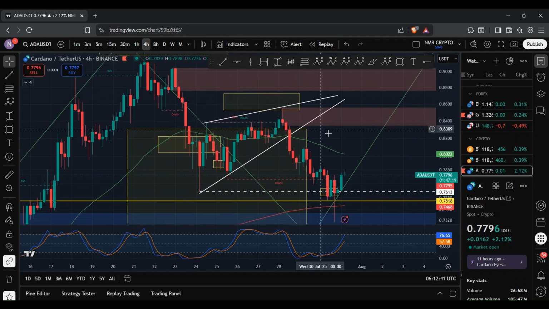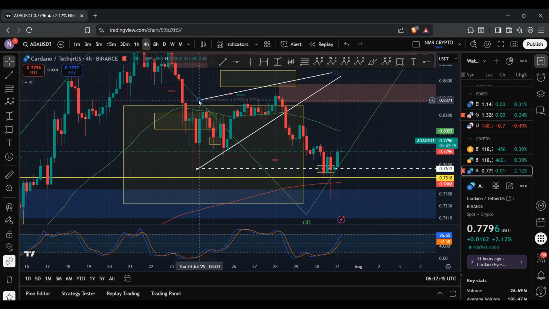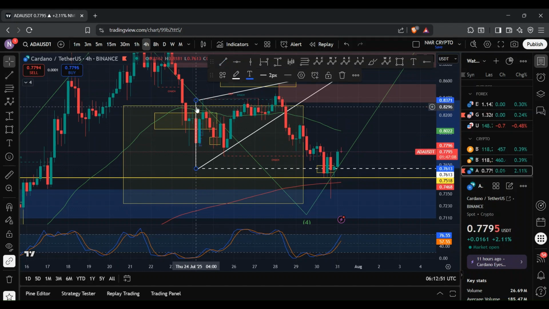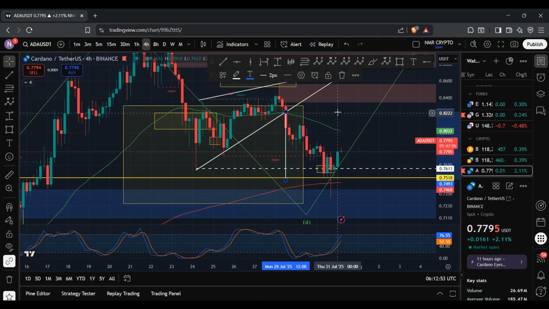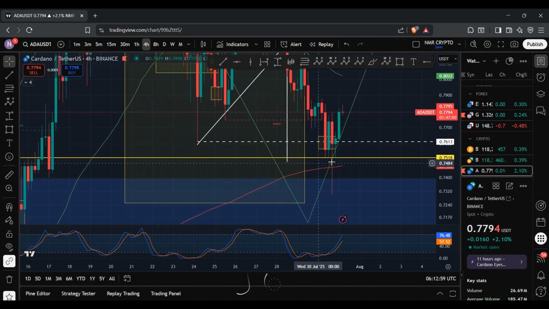And I mentioned that the minimum depth of this move to the downside had to be the height of this wedge here. So if I draw that in, like so, and here you can see that this height more or less sits where this yellow trend line is. And of course, as you can see, that's where we ended up reaching.